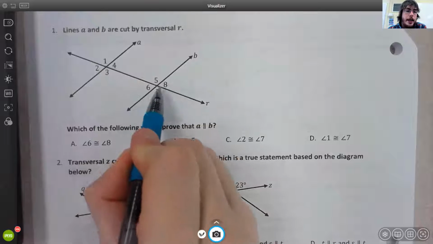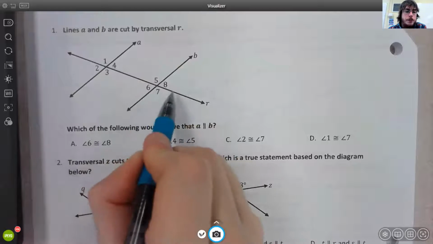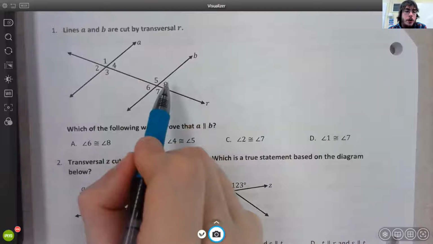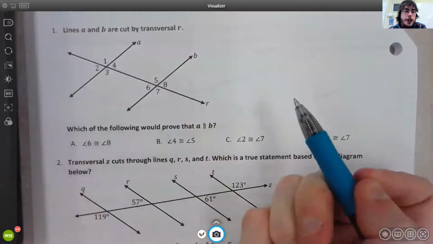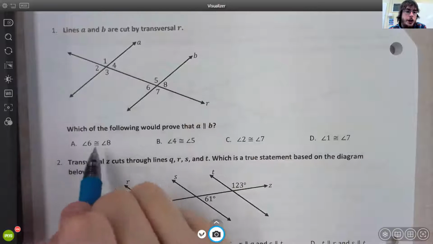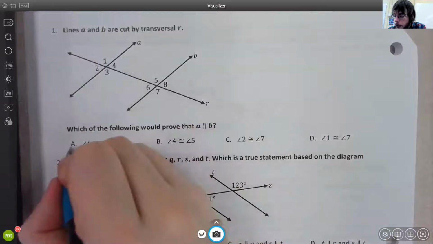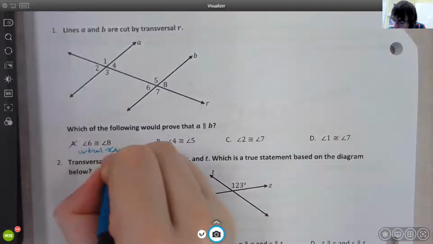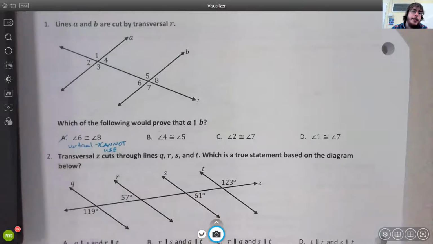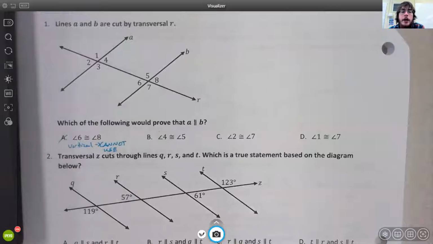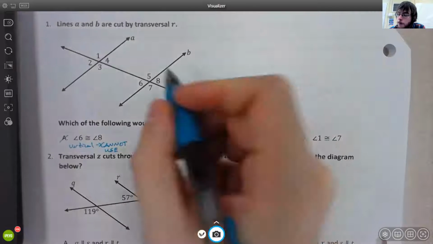Now, angles 6 and 8 are vertical angles. If you recall from when I talked about this in another video, vertical angles cannot be used to prove that lines are parallel. Even though these two angles should be congruent, they cannot be used. So this is vertical, cannot be used. So we cannot use that. Even though that statement is true, it would not prove that A is parallel to B. So let's look at answer choice B.